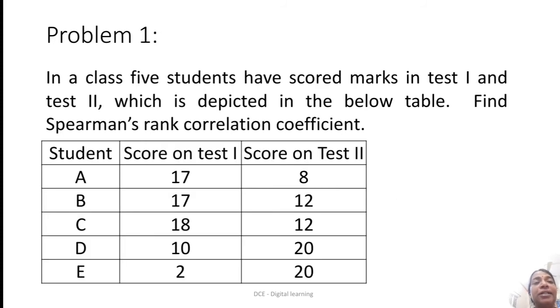Now let us understand this problem. In a class, 5 students have scored marks in test 1 and test 2, which is depicted in the below table. Find Spearman's rank correlation coefficient. So you have 5 students A, B, C, D, E and the score on test 1 and score on test 2. If you see the score on test 1, there are 2 students who have scored 17 marks. If you see the score on test 2, there are 2 students who have scored 12 marks and there are 2 students who have scored 20 marks.